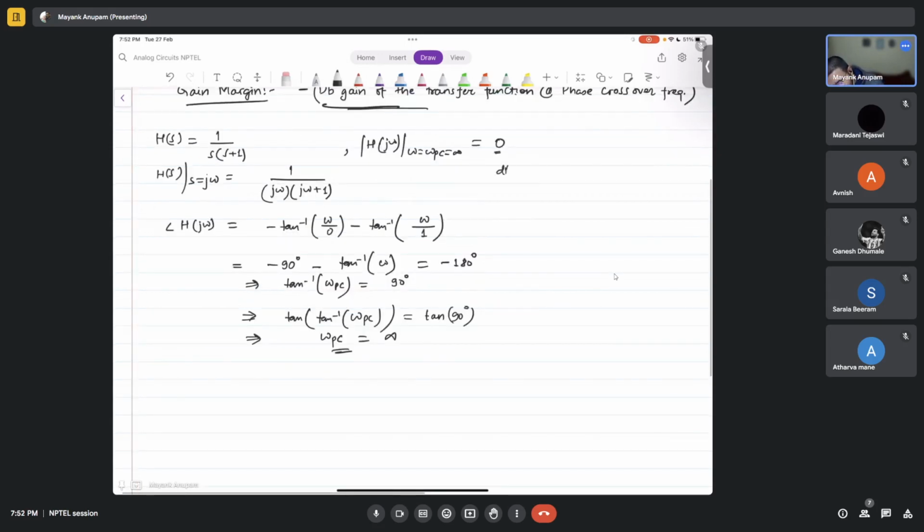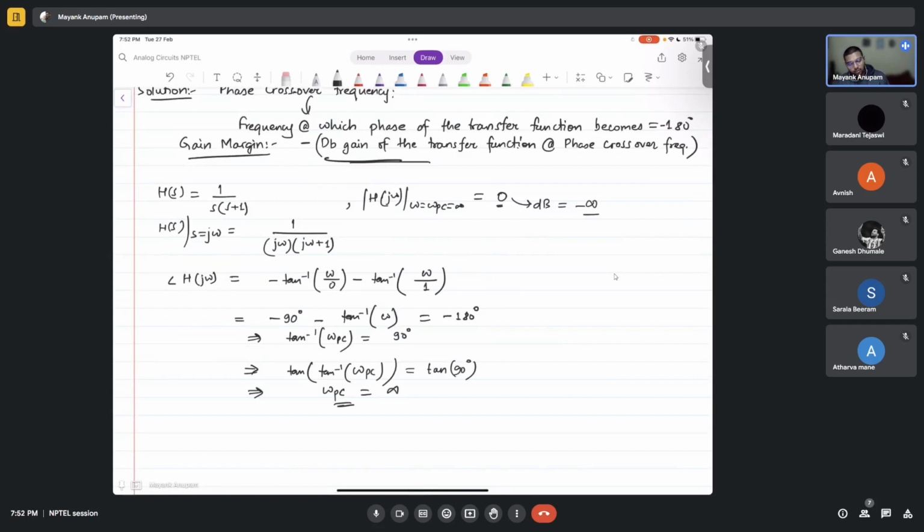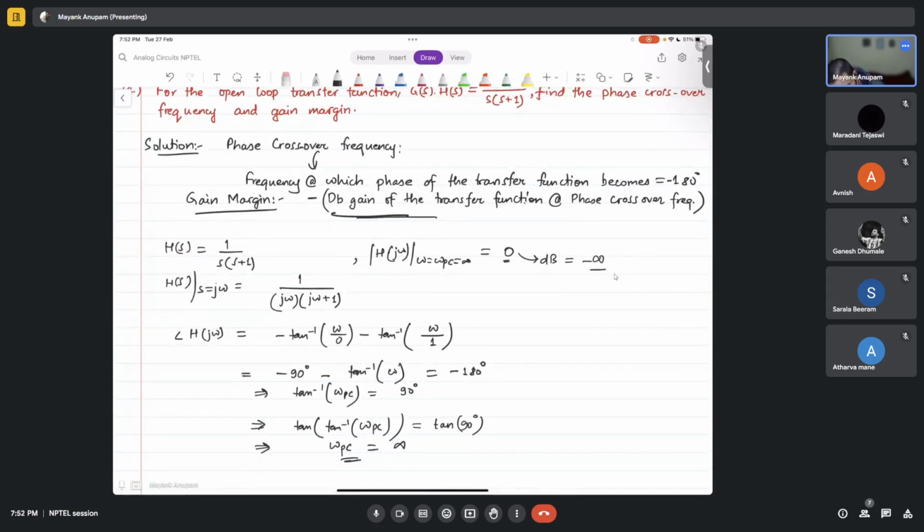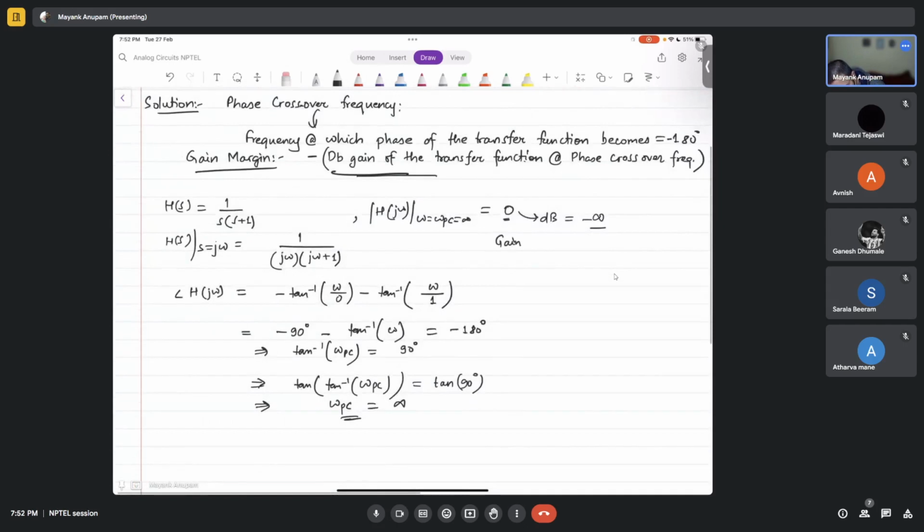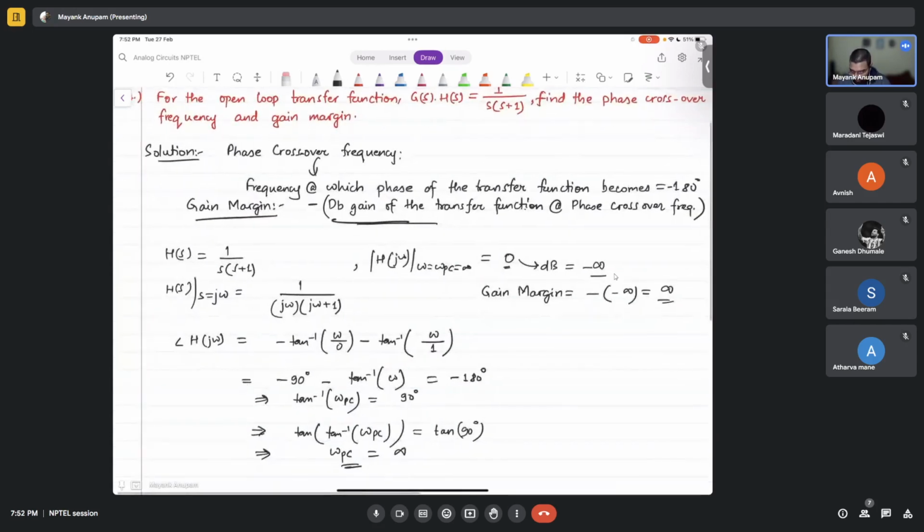So what is the gain in dB? What will it be? Minus infinity, right? It is 20 log of 0, so that will be minus infinity. So the gain margin is what? Gain margin is minus of minus infinity. So this is equal to infinity. Isn't it? Getting my point? Fine. So this is also done.